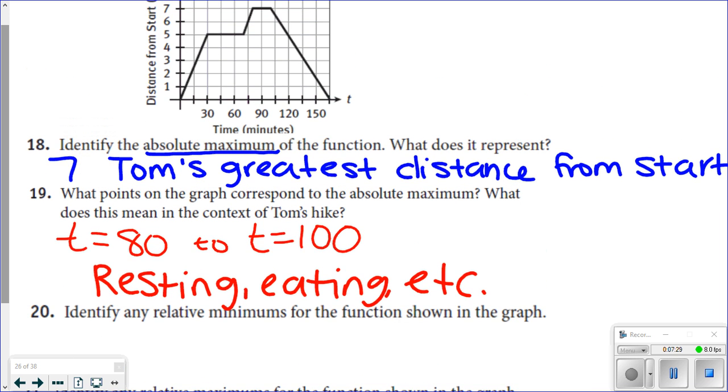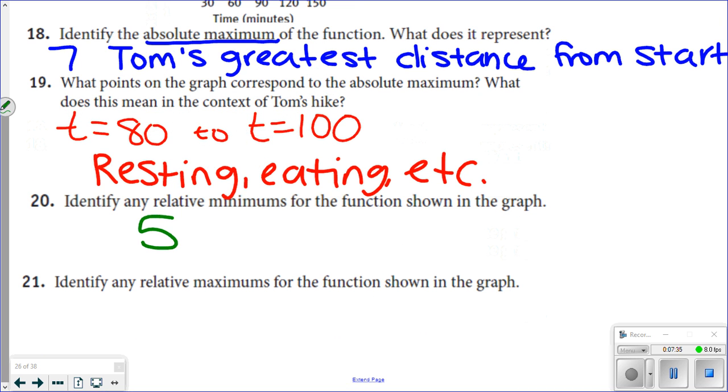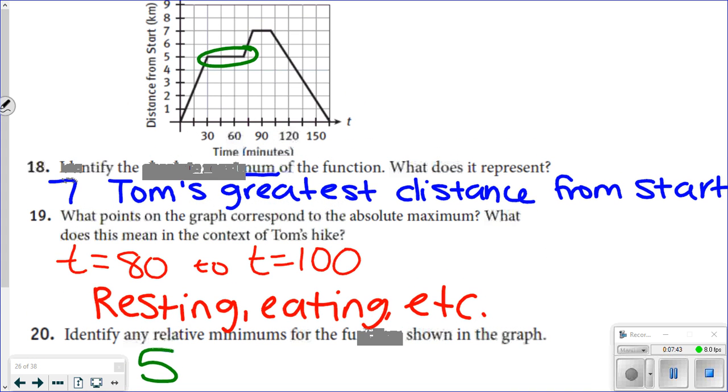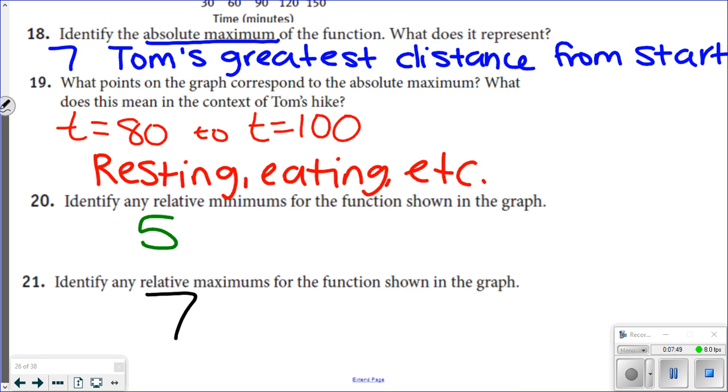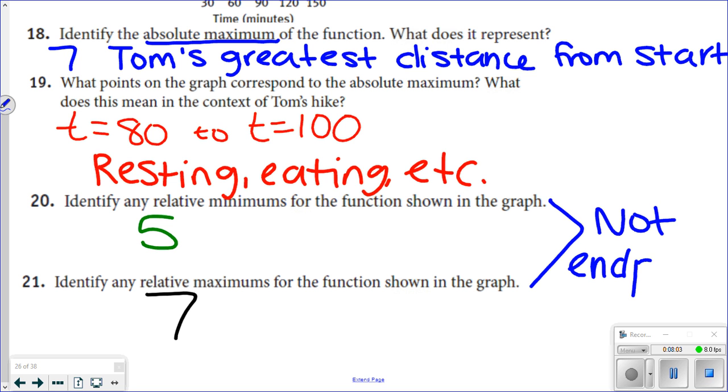This kind of looks like one to me right here. How many of you wrote down 5? And do we see any relative maximums? Kind of like a high point. It's not an endpoint, so I'm going to use it. 7. And just a reminder, both of these are not endpoints. So keep drilling it into your head. Hopefully that helps you for your test.